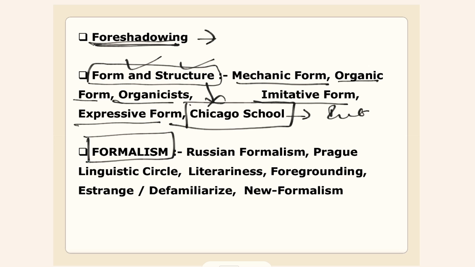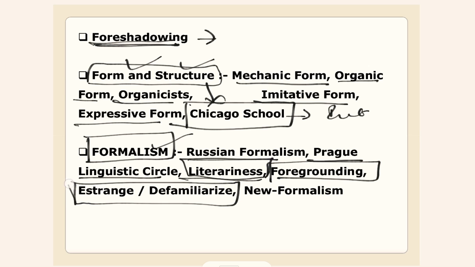Then a very important literary movement or literary theory is formalism, that is Russian formalism, Prague School of Linguistic Circle, literariness. They use the term literariness when they apply the theory to literature, and foregrounding, estrangement, defamiliarize. Hope you know Bertolt Brecht with this term. We will discuss this term in detail. And new formalism.